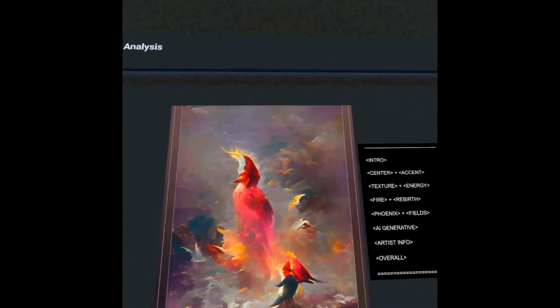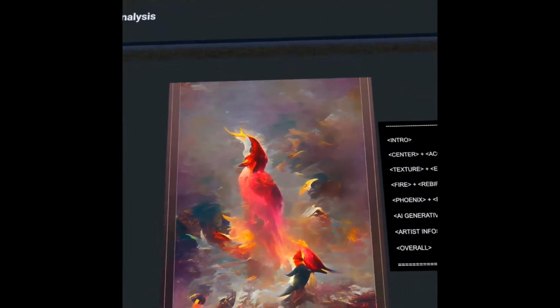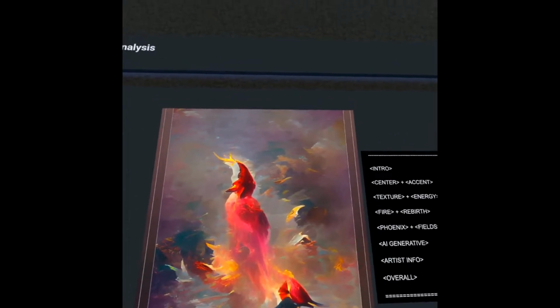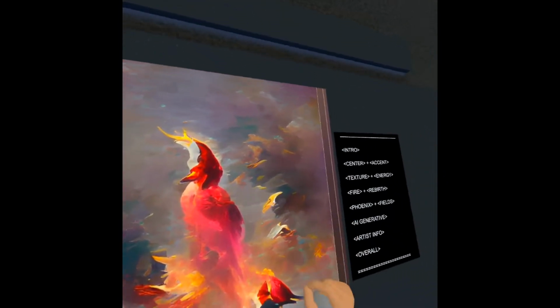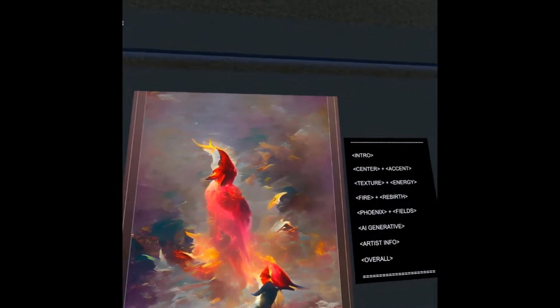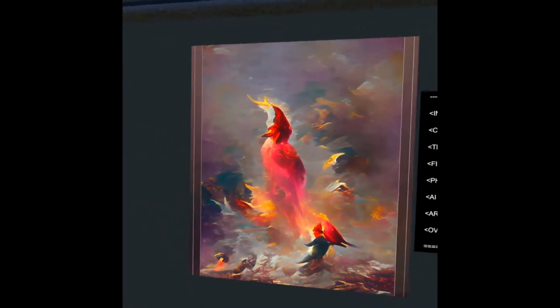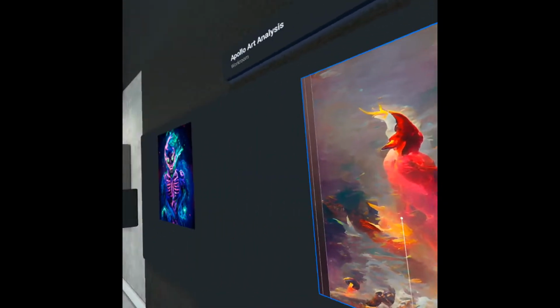We're going to talk a little bit about center emphasis. We're going to talk about fire and the energy of rebirth. We're going to talk about the painterly texture characteristic of AI art, and then we're also going to compare it to one of his previous works as well. So let's jump right into it.